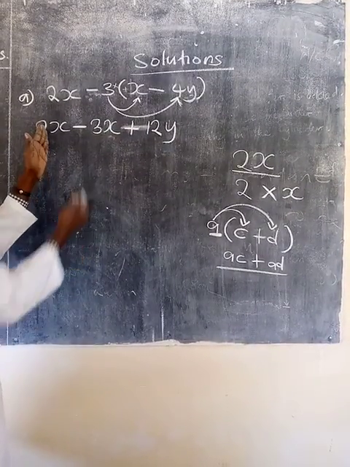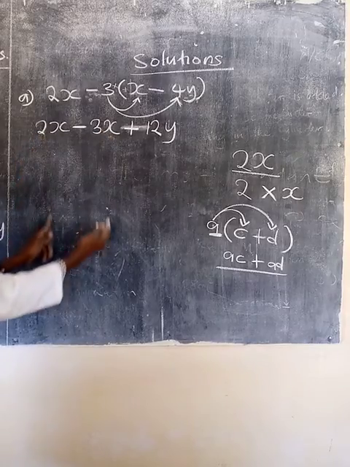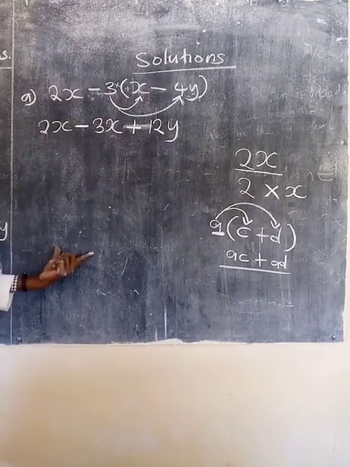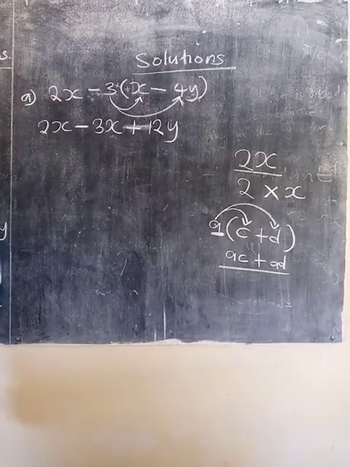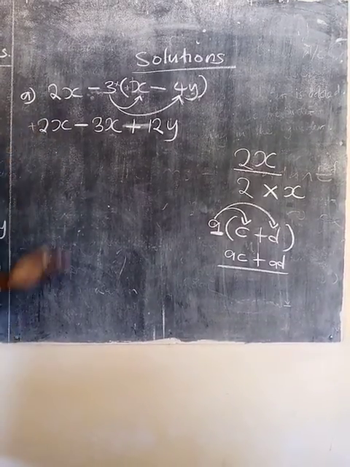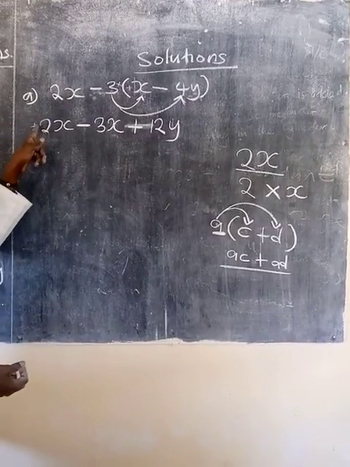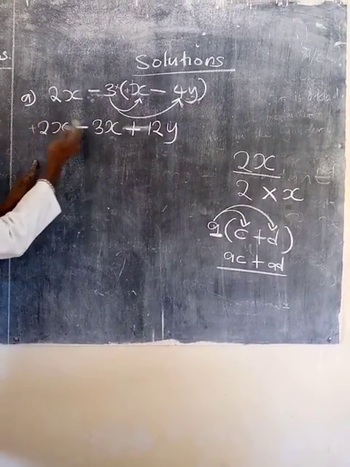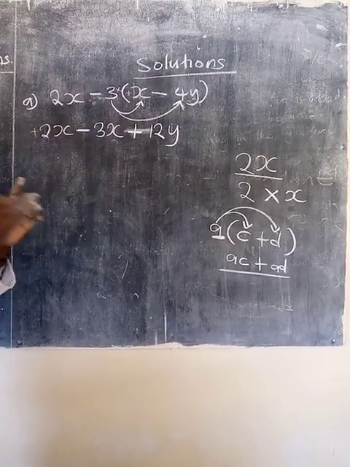Now from there we can group the like terms. We know that 2x minus 3x, these are like terms, so they can be simplified. We know that there's a positive there, even if there is nothing. So we know that if you have different signs, you are supposed to subtract.